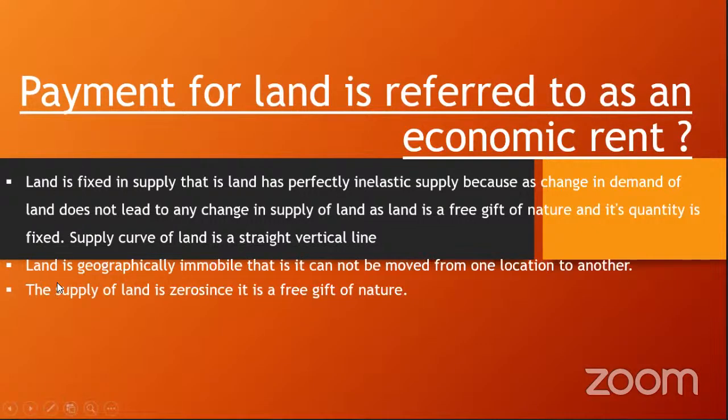So land is geographically immobile. That is, it cannot be moved from one location to another. As you will know, the supply of land is zero, since it is a free gift of nature. So you can't move with it. Okay, that was the second point. It can't be moved from one place to another. Yeah. Okay, that one followed.